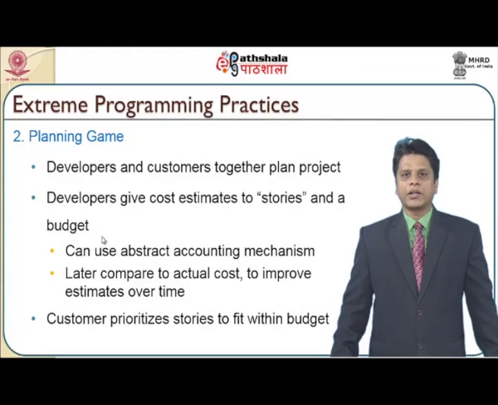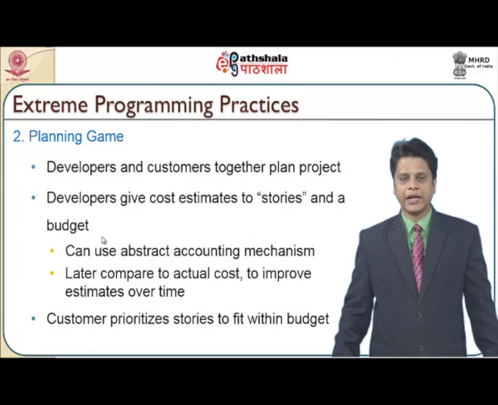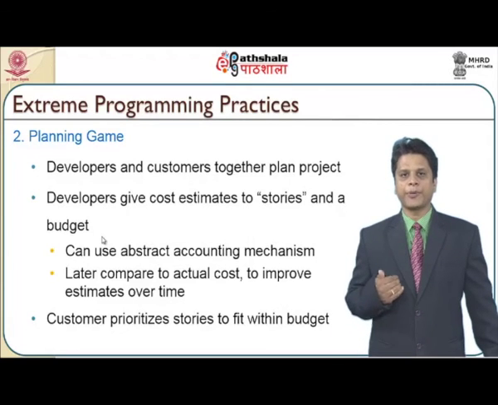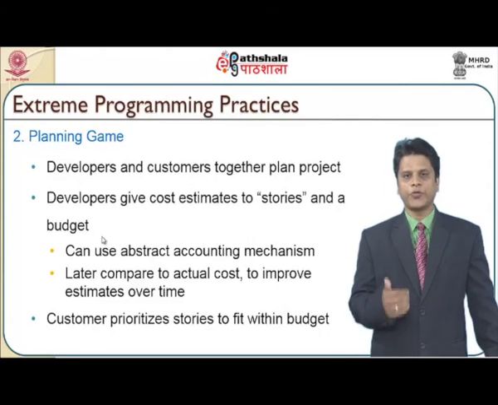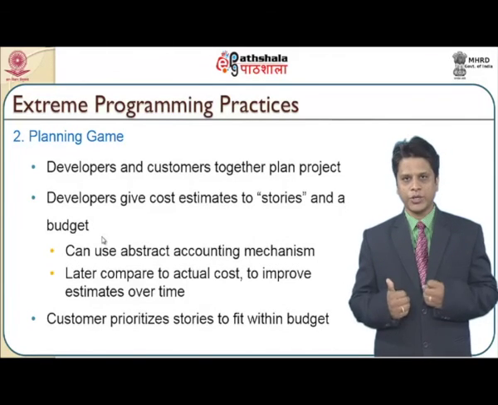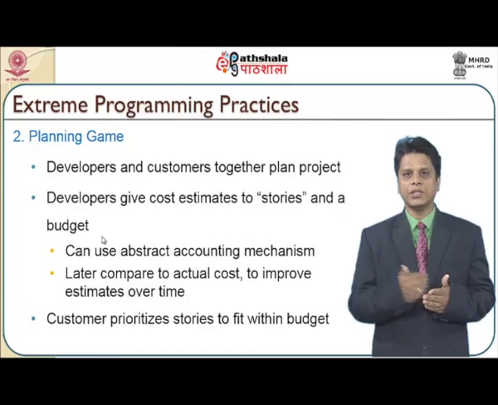The second point in extreme programming practices is the planning game. Developers and customers plan their work together. The developer gives cost estimates to stories and a budget. They can use an abstract account mechanism and later compare it with the actual cost to improve estimates over time. From the customer's perspective, the customer prioritizes all the stories to fit within the budget. So the customer looks only at the features the developer is going to provide and matches them with the budget.